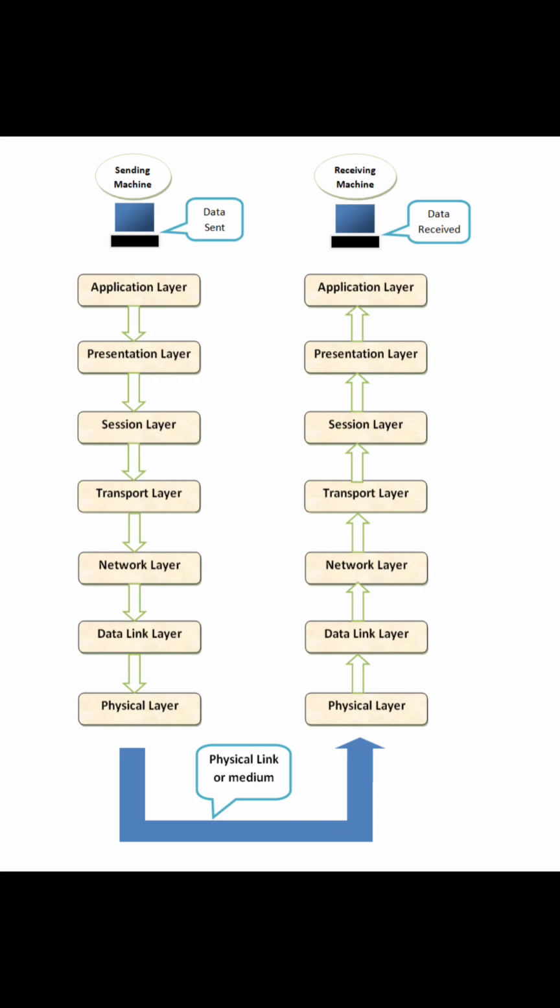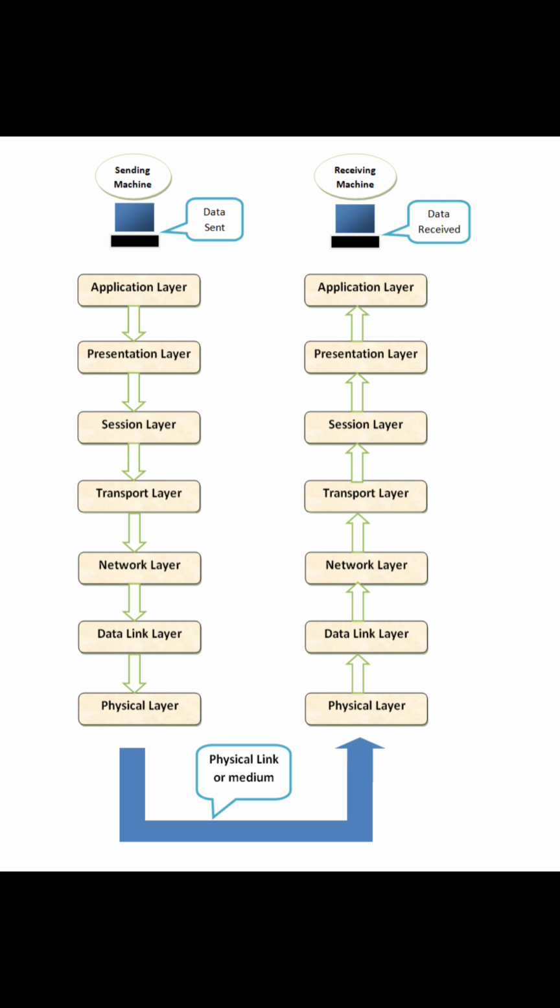Today our topic is the OSI model, Open System Interconnection. This model shows how data flows from one device to another device over the internet. It was developed by the International Organization for Standardization. There are 7 layers in this OSI model.